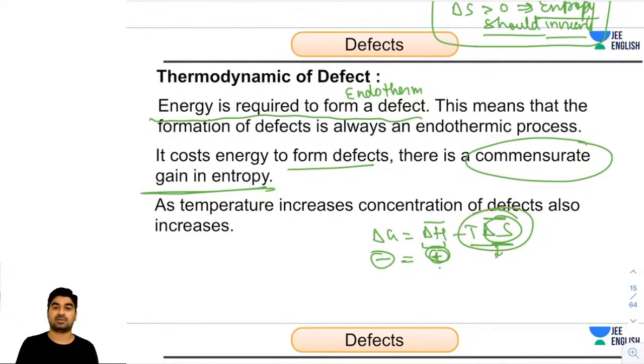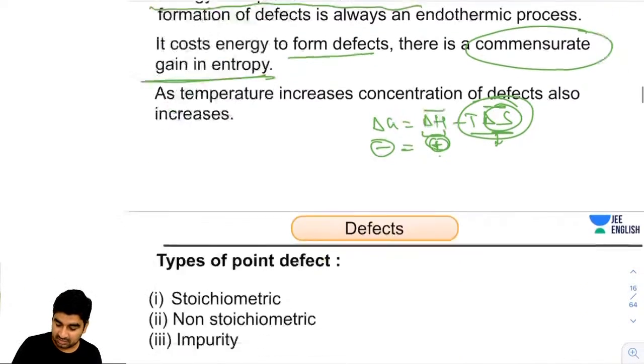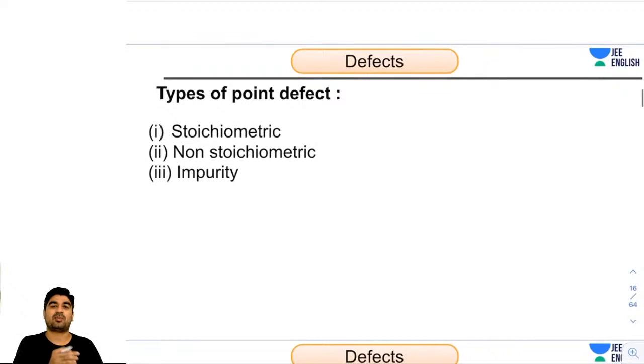As you increase the temperature, this magnitude will increase. And once this magnitude is increasing, guys, you can say Gibbs free energy or more and more number of defects are being created, right? So guys, now what types of point defect are there?